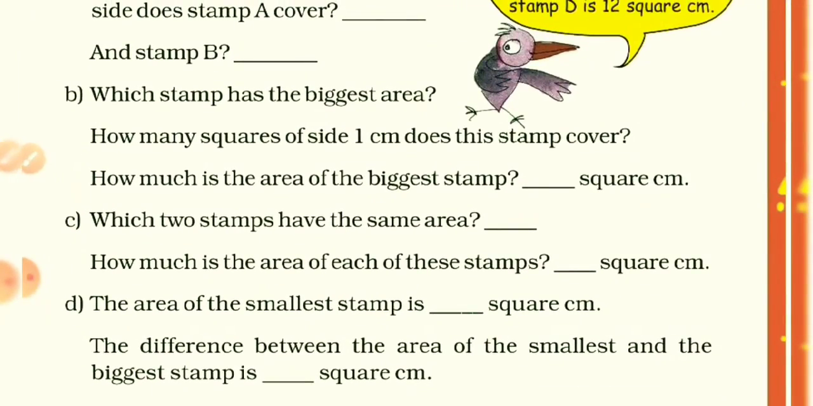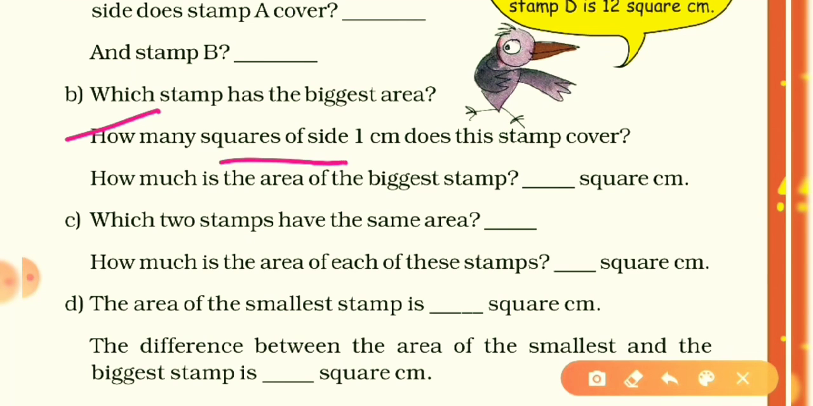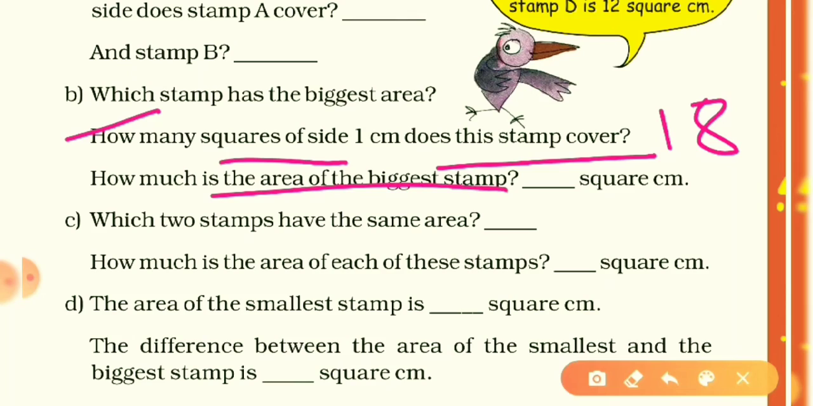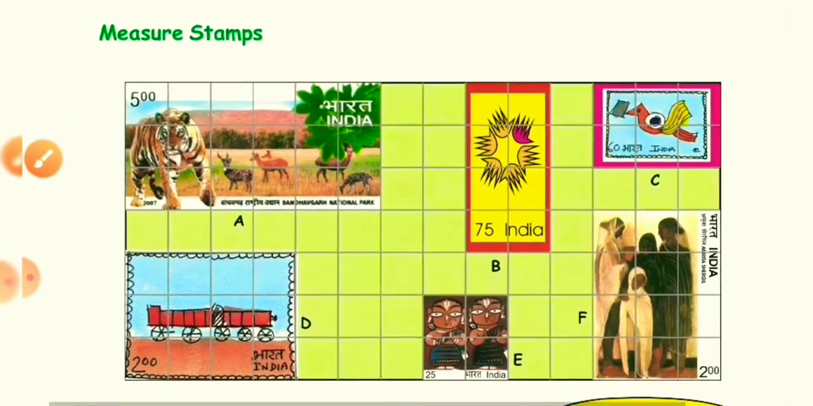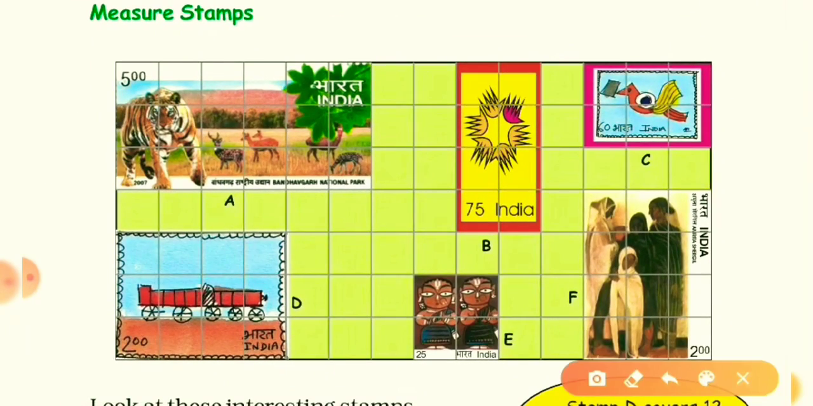How many squares of side 1 centimeter does this stamp cover? Means we have to find the area of this stamp. How much is the area of the biggest stamp? Okay, so first you can write for this question, how many squares of side 1 centimeter does this stamp cover? So you can write 18 squares, and now we have to find its area. So how will you find its area? Actually the area will be 18 square centimeter. You can write directly, but how will you find it?